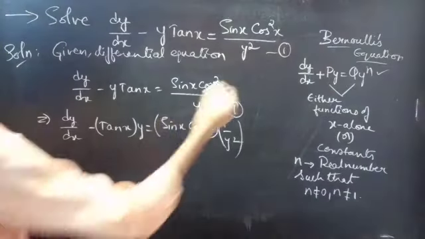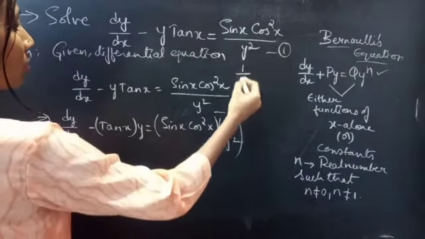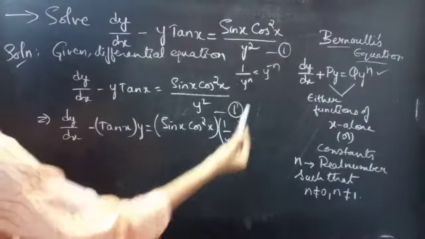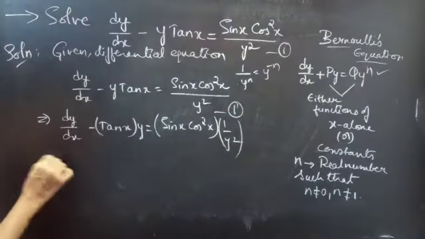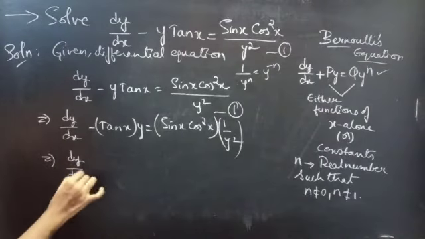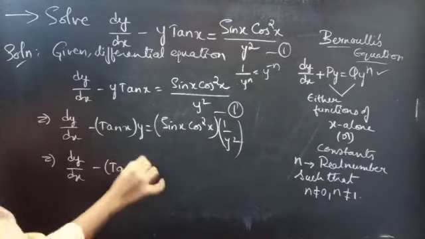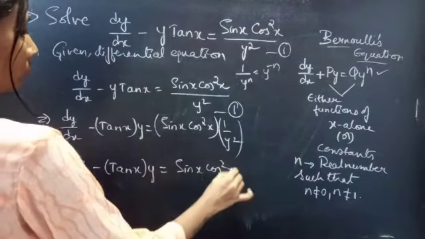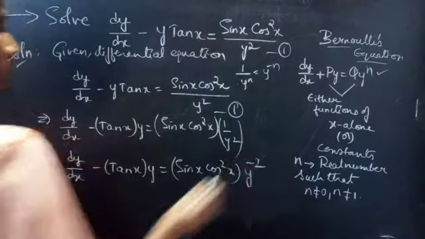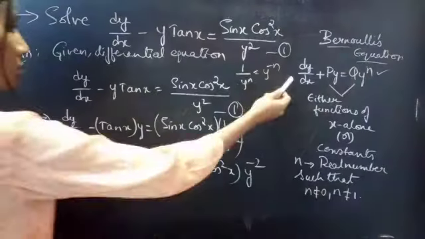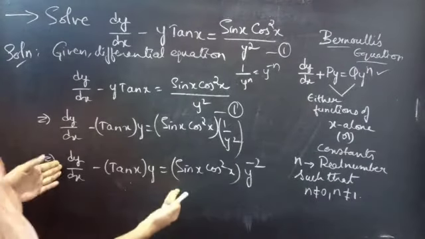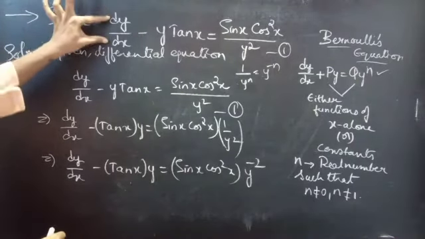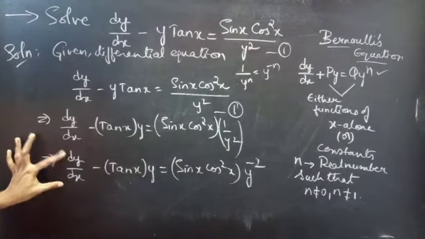We know that 1 by y power n can be written as y power minus n. Then we can write 1 by y square as y power minus 2. Now, by comparing these two equations, that is the reduced equation with Bernoulli's equation, we can say that we have reduced the given equation to Bernoulli's form.